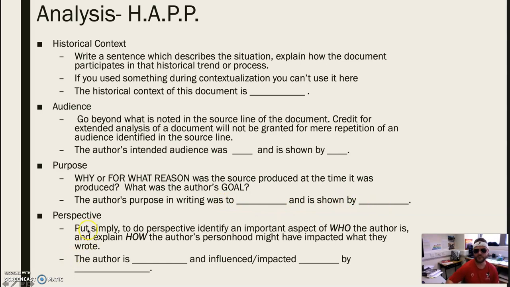Or perspective, right? Where are they coming from? Put simply, to do perspective, identify an important aspect of who the author is and explain how the author's personhood might have impacted what they wrote. So again, if you use perspective, this is where the temptation is to put bias in, and you don't need to do that, right? But being able to say, oh, this person was a Jesuit priest, so they would have viewed things this way. So the author is blank and influenced by blank, all right? The author is blank and influenced blank by doing what? By blank, all right? So this is your analysis portion.